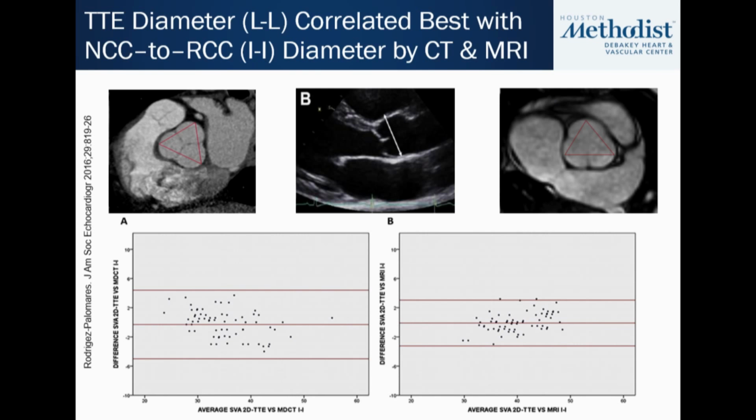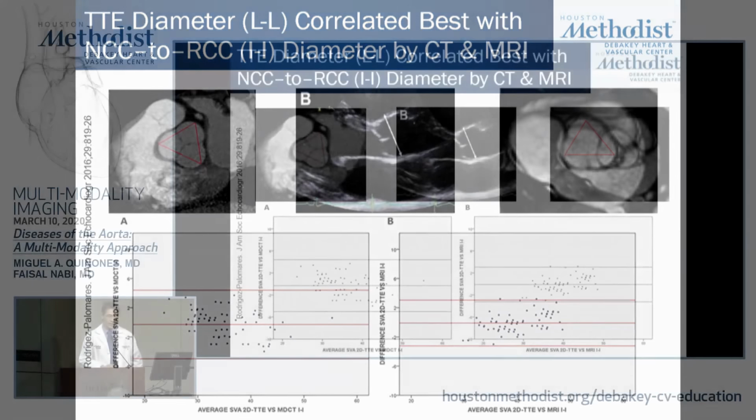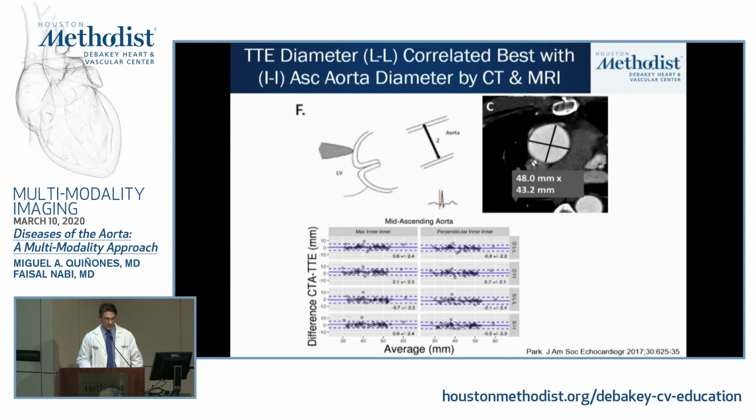So with CT and MRI, you don't try to take the wall, you just go to where the lumen is. So those echo measurements, leading edge to leading edge, match very, very nicely with our inner edge technique with CT and MR. This has been shown for the aortic root. This has been shown for the ascending aorta. So I think that's one very, very nice thing to take away, that at least when it comes to the root and ascending aorta, we have 2 techniques that can corroborate with each other. The leading edge to leading edge technique by echo, the inner edge to inner edge technique by CT and MRI.